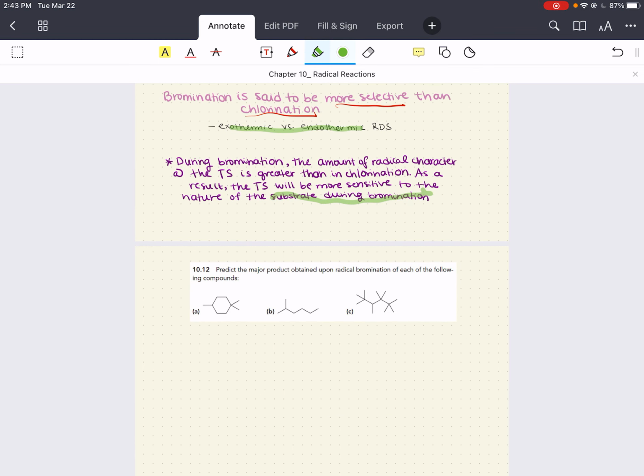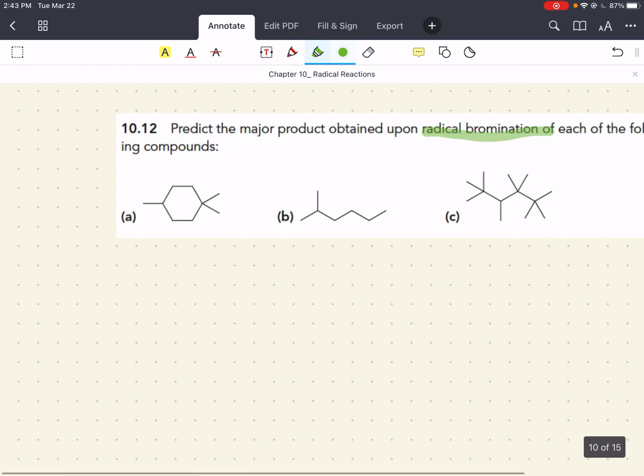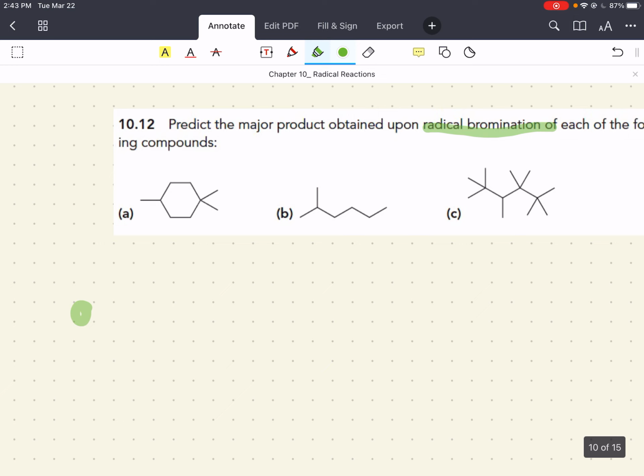Predict the major product obtained upon radical bromination of each of the following compounds. All right, so looking at A, let's do pen. We have a tertiary position right here that has a hydrogen that can be abstracted to form a radical right there, which ultimately can be brominated.